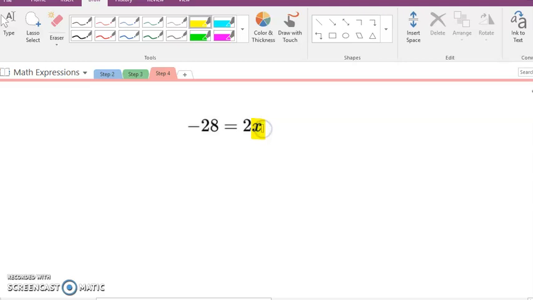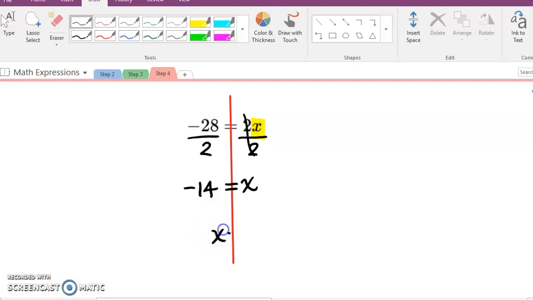Going to try to do a little bit less highlighting this time because I think you're getting the idea. I'm trying to get the x by itself. I currently have 2x, which means 2 times x. How do we undo multiplication? We do the inverse. We divide by 2. So I'm left with x equals negative 14.